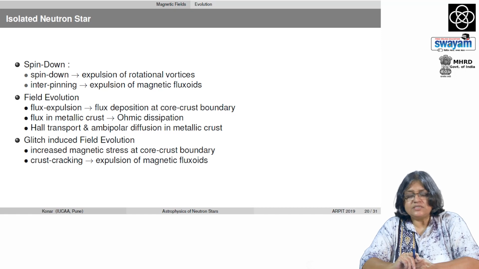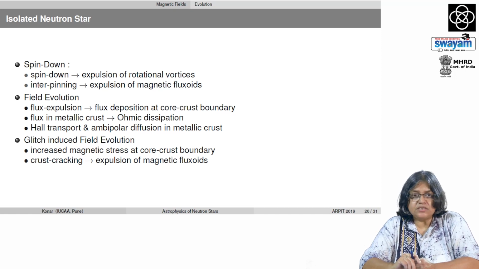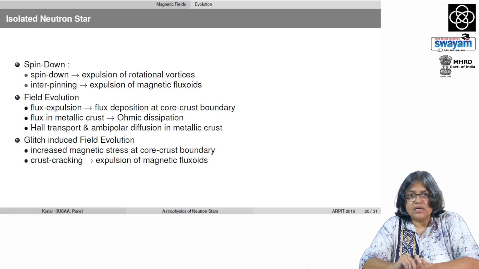So, instead of a secular spin down and a slow expulsion of magnetic fluxoids, with glitches there might be expulsion of large amount of magnetic fluxoids at one go. And if a pulsar has repeated glitches, then there might be significant expulsion of the core flux and dissipation of such core flux in the crust may change the nature of the neutron star.